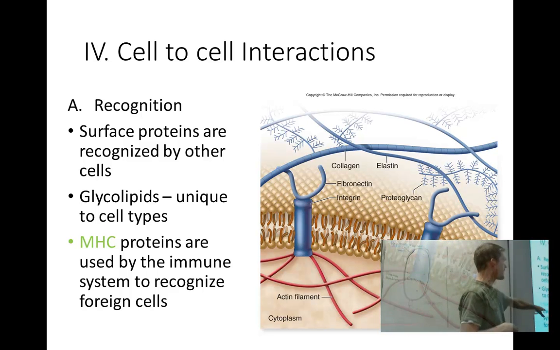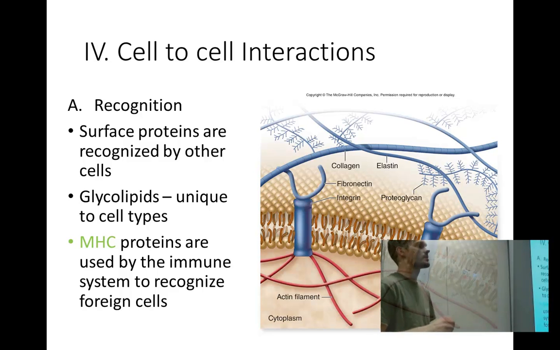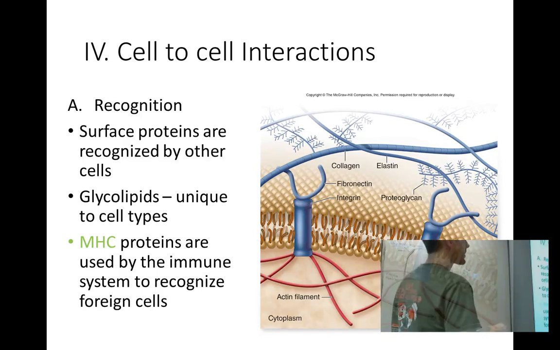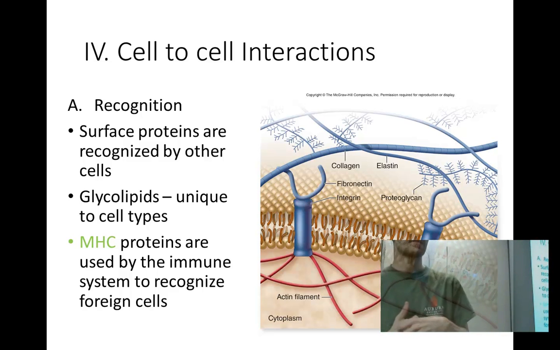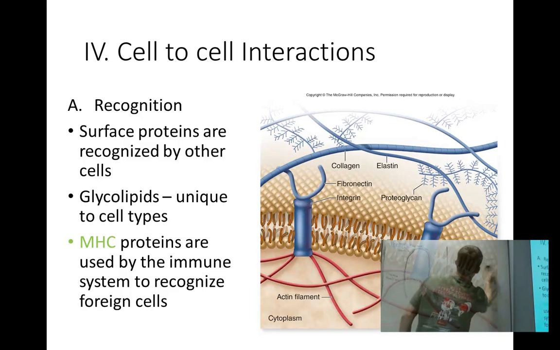And then you also have these different proteins called MHC proteins. Those are the ones that are specifically used by the immune system to recognize if a cell is a foreign invader, a bacteria, something that's going to cause an infection, or if it's just a regular cell doing its job. Okay, these are how a cell will recognize, or the structures used for recognition.